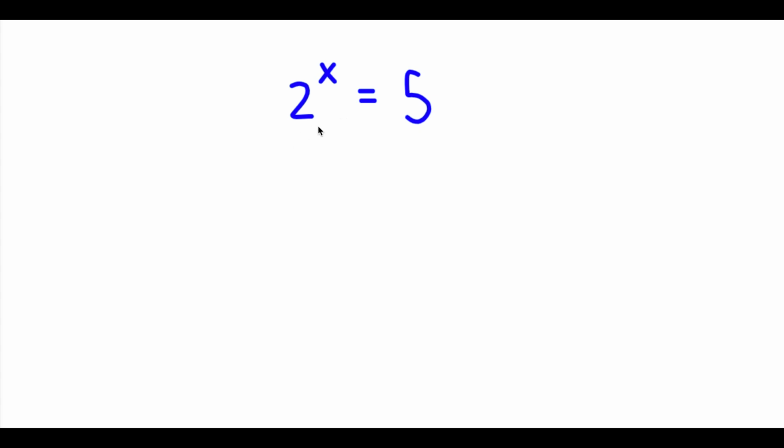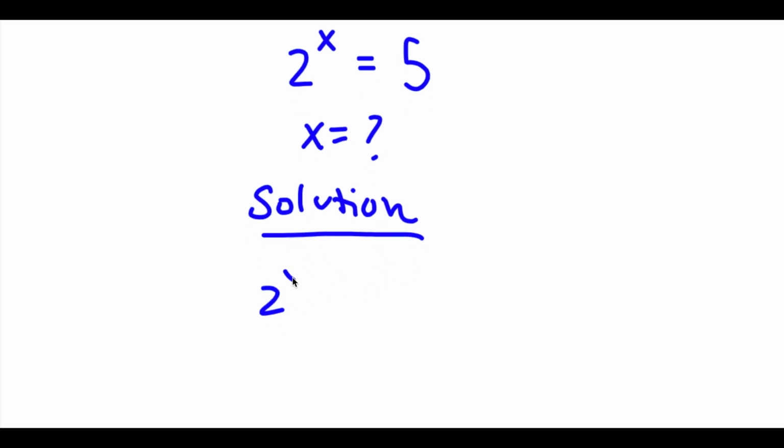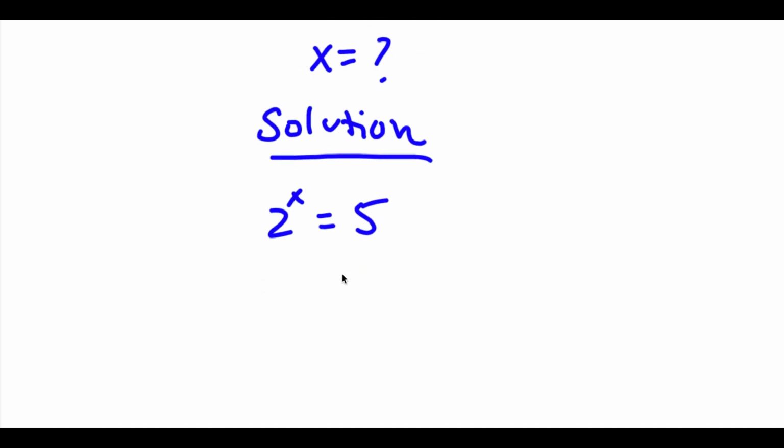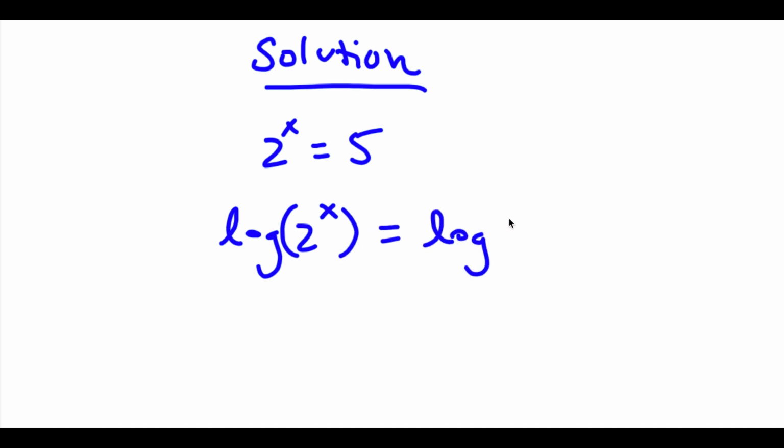Alright, so I have 2 to the power of x is equal to 5. And now I want to find the value of x. So for my solution, I first start with 2 to the power of x is equal to 5. Now what I'm going to do is take the log on both sides. So now I have log 2 to the power of x is equal to log 5.